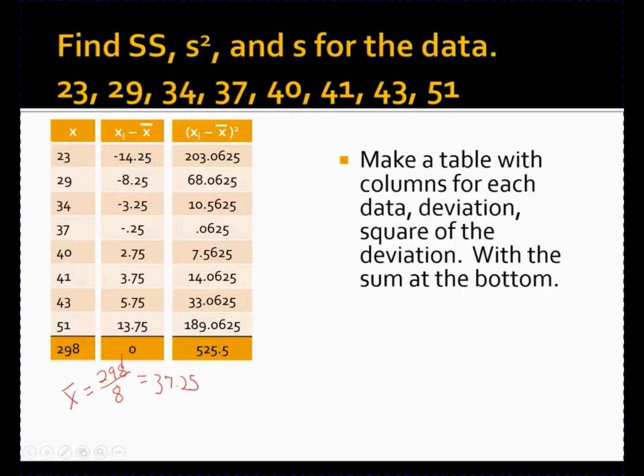Now what do we do with that? We found our sum of squares, which is the first thing we want to find. Now we want to find the variance, which is s squared. So we're going to take our sum of squares and divide by n minus 1. Remember we had 8 values, so we're going to take that sum of squares and divide it by n minus 1.